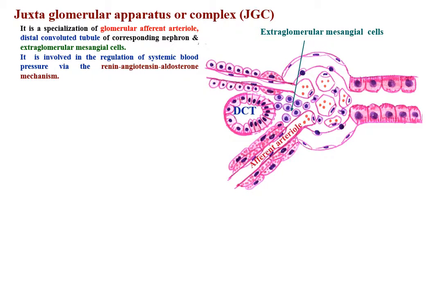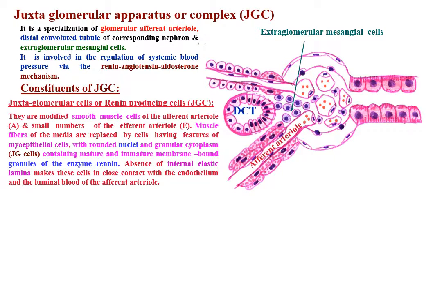Constituents of juxtaglomerular apparatus. Juxtaglomerular cells, or renin-producing cells. They are modified smooth muscle cells of the afferent arteriole, and small numbers are present in the efferent arteriole as well. Muscle fibers of the media are replaced by cells having features of myoepithelial cells with rounded nuclei and granular cytoplasm containing mature and immature membrane granules of the enzyme renin.